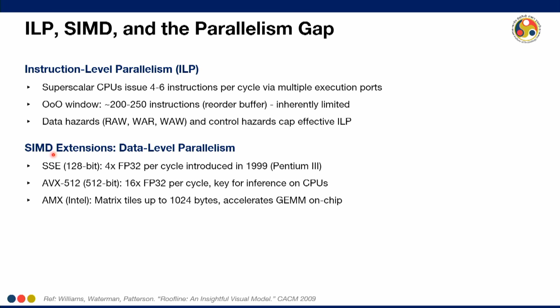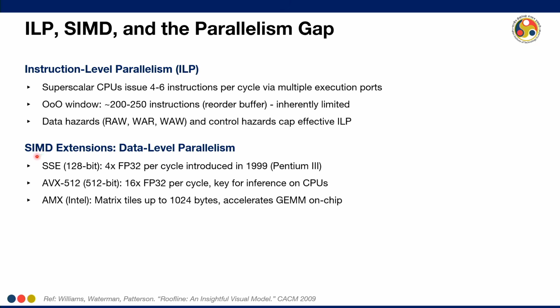The AVX extension operates on 16 floating point 32 data per cycle, in vector processor registers that are 512 bits wide. Similarly, Intel has added the AMX extension to do matrix multiplication on matrix tiles of up to 1024 bytes. That accelerates on-chip matrix multiplication as well as vector operations, like operating on 16 floating point data at the same instruction or same time.